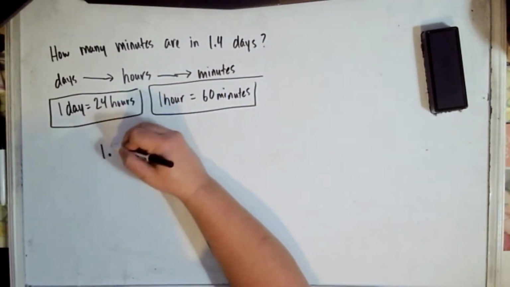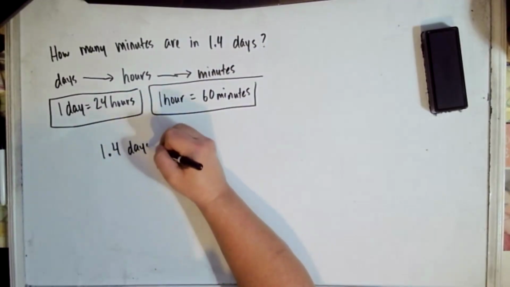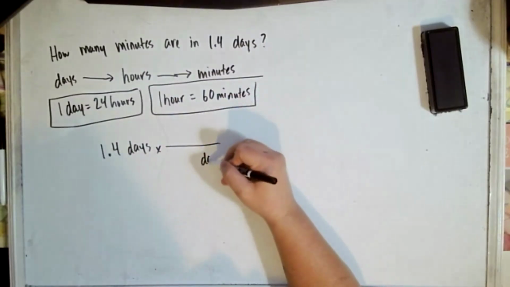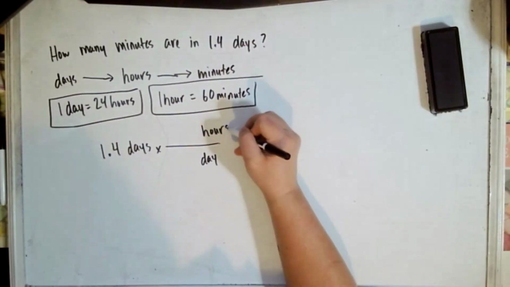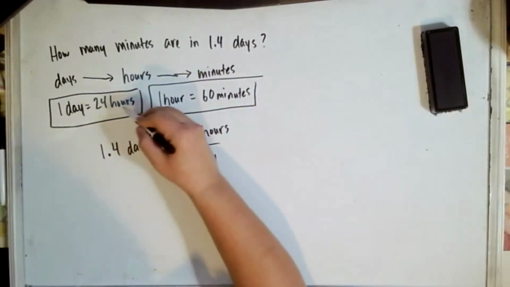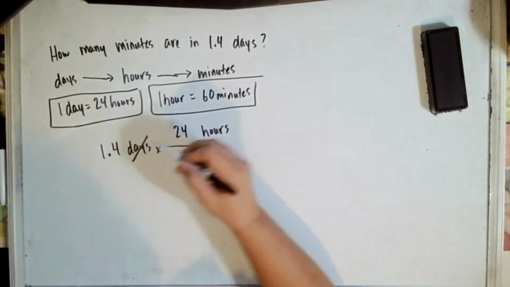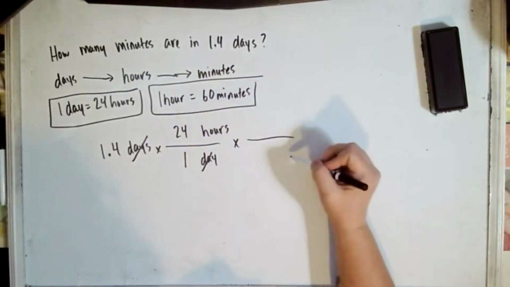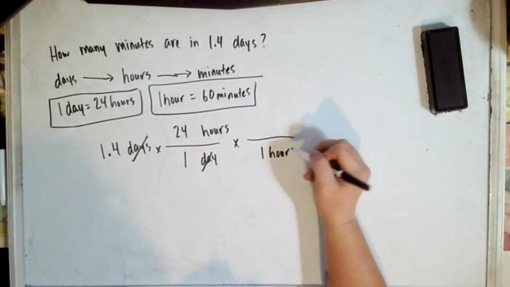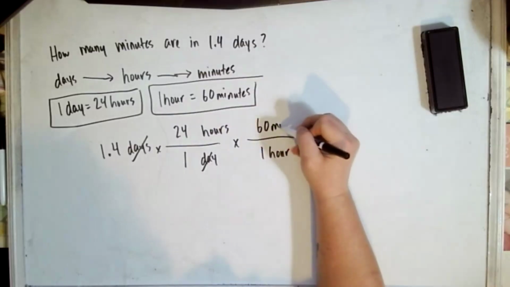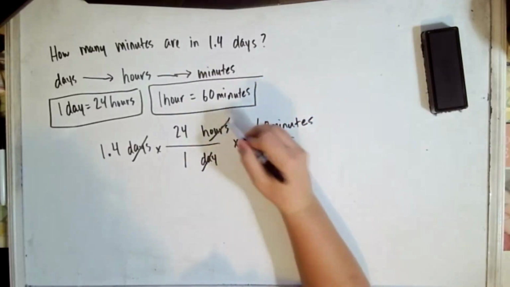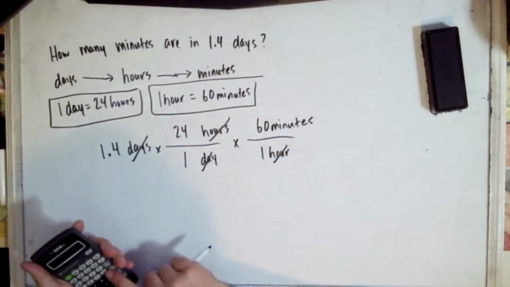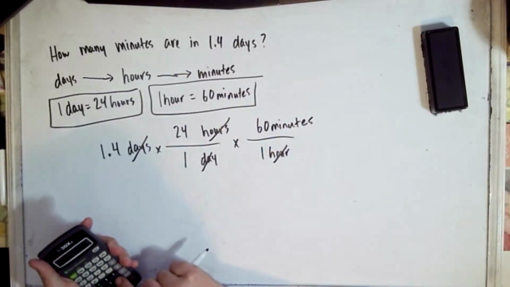So if I have 1.4 days, then my first conversion, I'm going to have my days on the bottom and my hours up top. So every 1 day, 24 hours. And then in my next step, I can put my hour on the bottom and my 60 minutes up top. And my hours unit cancels, and I'm going to be left with my unit in minutes. 1.4 times 24 times 60.